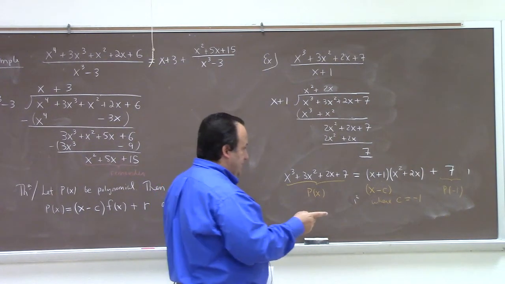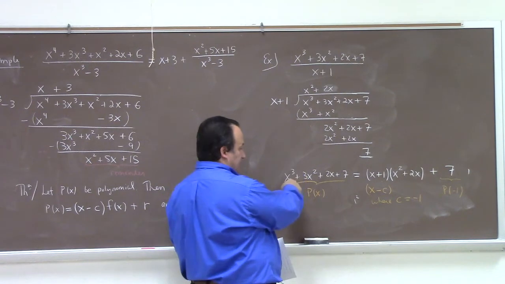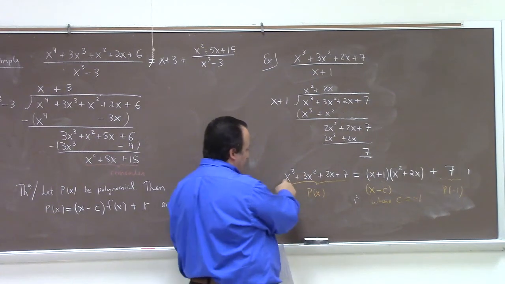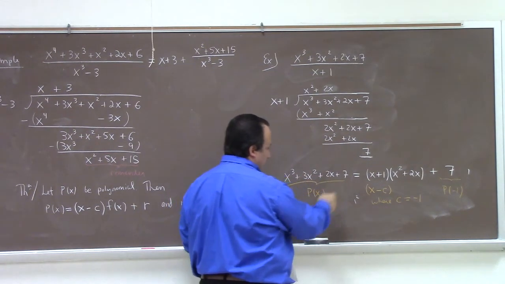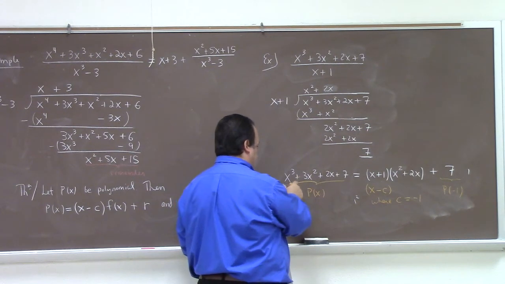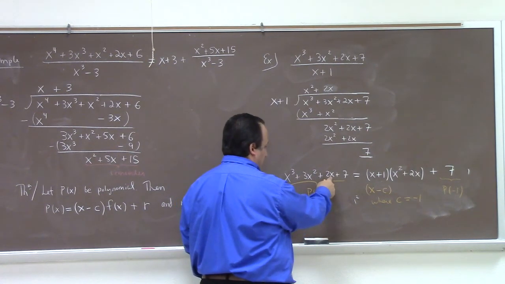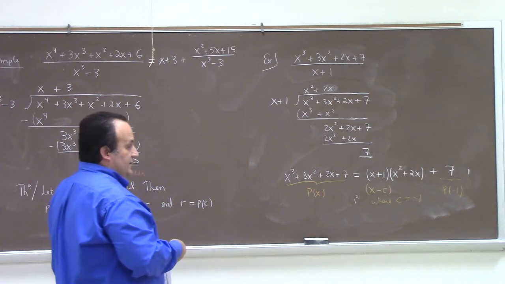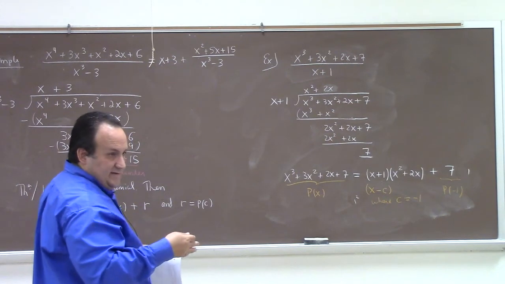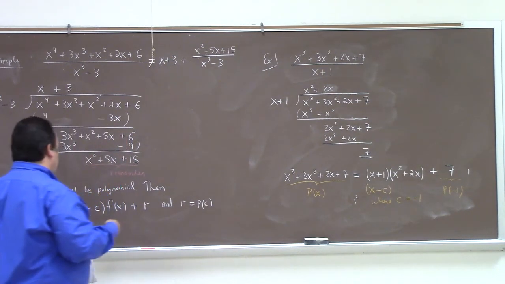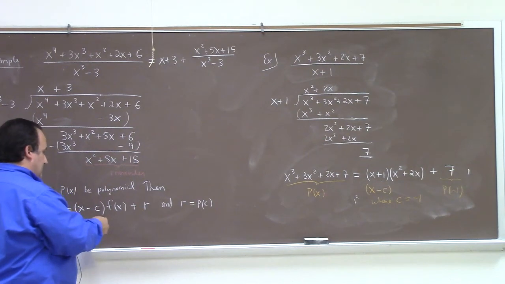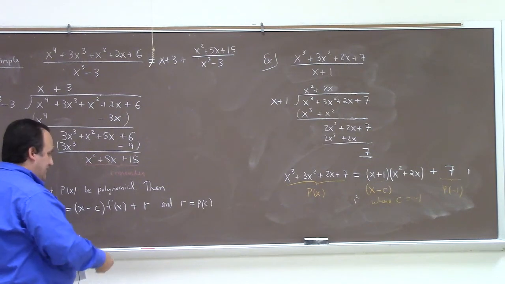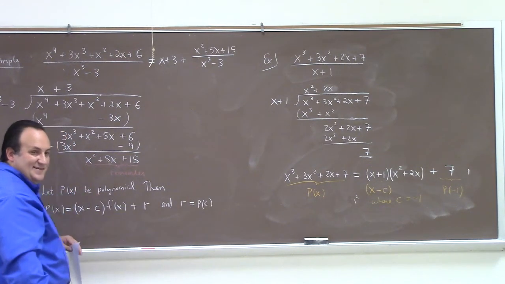Is it true? What happens when you plug minus 1 into p? Minus 1 cubed is minus 1, remember? Minus 1 squared is 1. So I get minus 1 plus 3 minus 2 plus 7. What's that? So 10 minus 3, 7, yeah. So another way to look at this is you could basically factor out an x minus c in this way if you just add p of c over here.